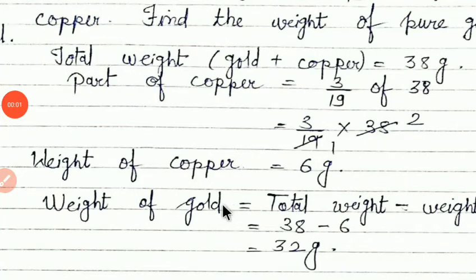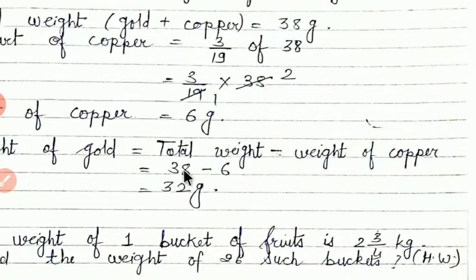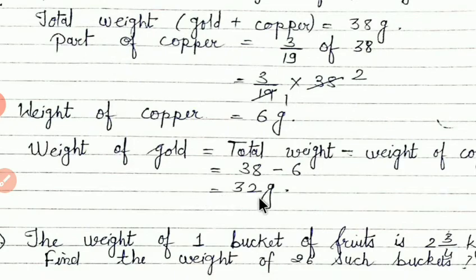So the weight of gold will be how much? Total weight of gold plus copper minus weight of individual copper. So total weight is 38 and weight of copper is how much? 6 gram. So 38 minus 6, 32 gram. So the weight of gold in the ornament is 32 gram.